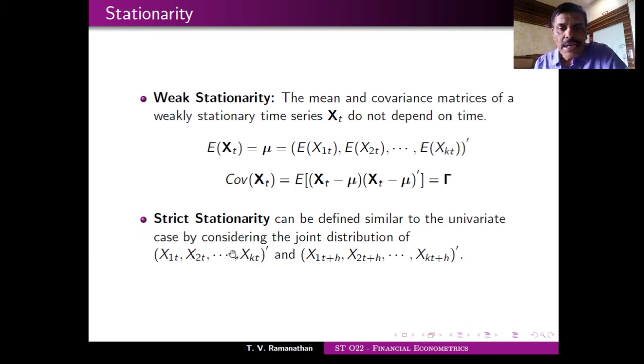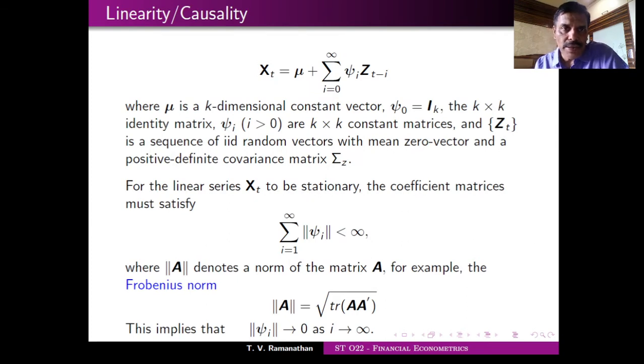Now strict stationarity can be defined similar to the univariate case by considering joint distributions. You have the same kind of definition, but now I have the vector: x1t, x2t, ..., xkt, and then x1 t+h, x2 t+h, ..., xk t+h. If these two vectors have identical distributions, then we say that these are strictly stationary.